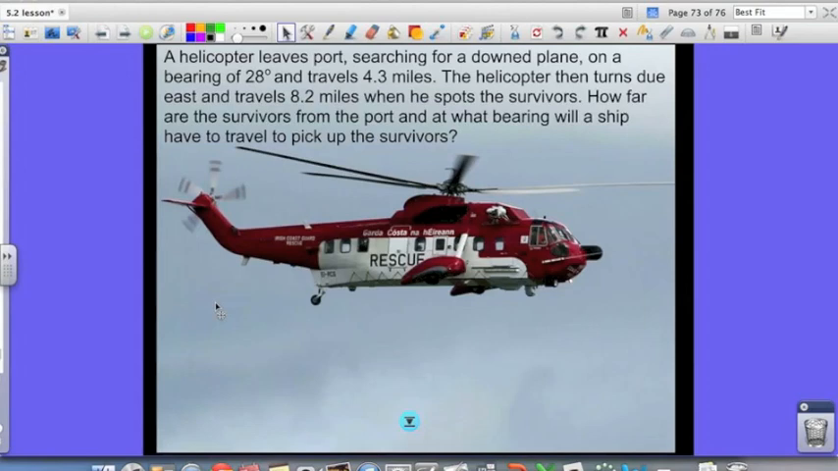So this helicopter leaves on a bearing of 28 degrees and travels 4.3 miles. The helicopter then turns due east and travels 8.2 miles when he spots the survivors that he was looking for. How far are the survivors from the port, and at what bearing will a ship have to travel to pick up those survivors? This would be a good time to pause the video, make a good drawing, try it on your own, and then come back and see how you're doing.